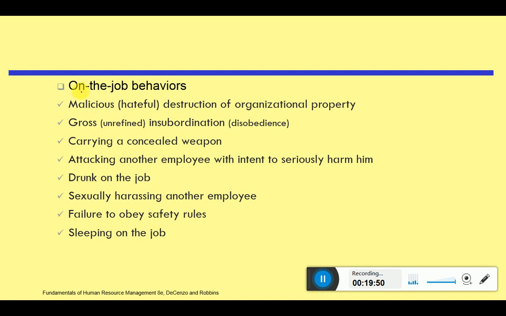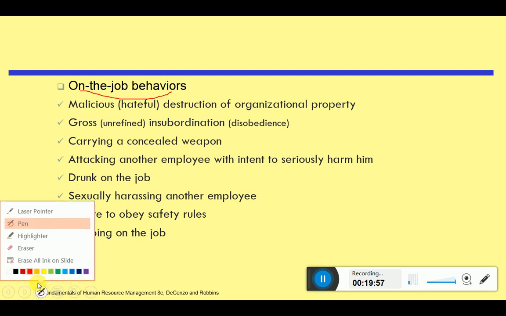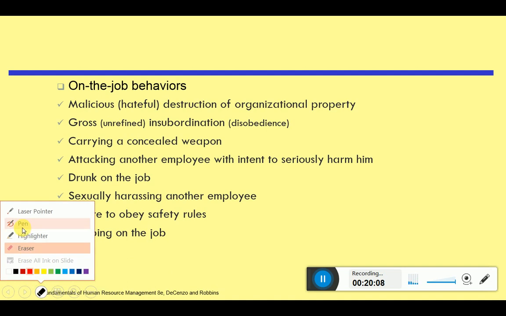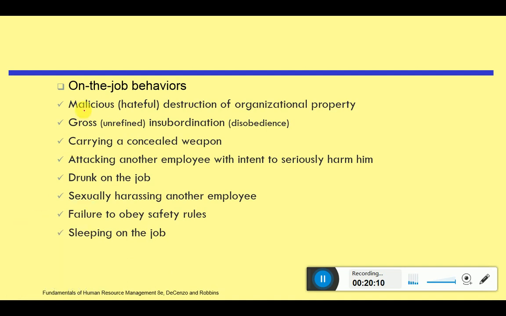Next, the last, is on the job behavior. On the job behavior simply means the behaviors employees show during the job. Simply stated, those are known as on the job behaviors. The book lists so many, but I will write only a few just to make your idea clear.